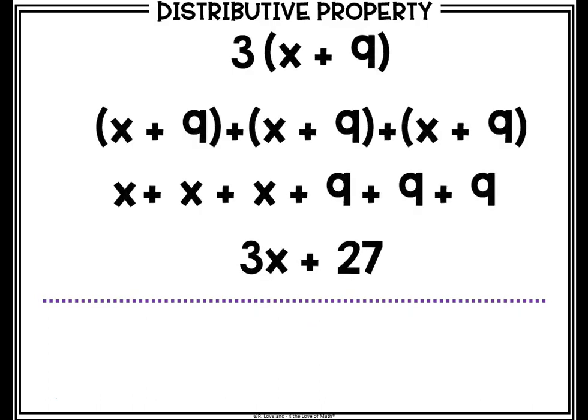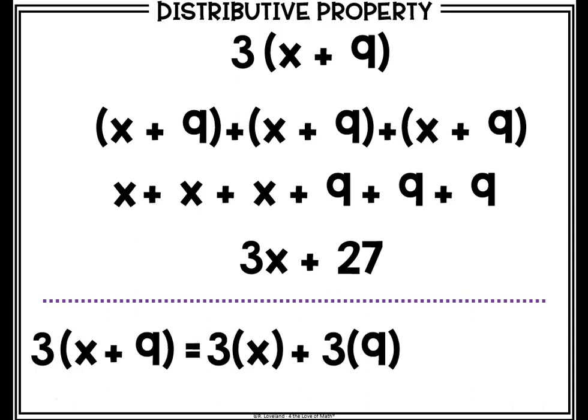Now when I go back and look at that original expression I simplified using repeated addition, this is all the work it took to get me to that answer, to the simplified answer. If I did the same thing using the distributive property, where I distribute the 3 to the x and then I distribute it to the 9, it's much simpler and much quicker to do this way.